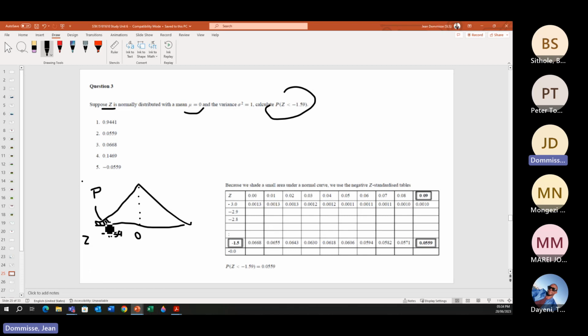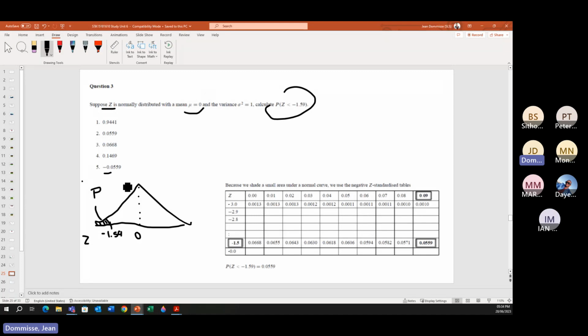Okay, so again, before we even go to the tables, a few things that we can look at. Probability must always be between 0 and 1. It can't be negative. So if we don't know the answer, at least we know it can't be negative. So we can eliminate option 5 already.